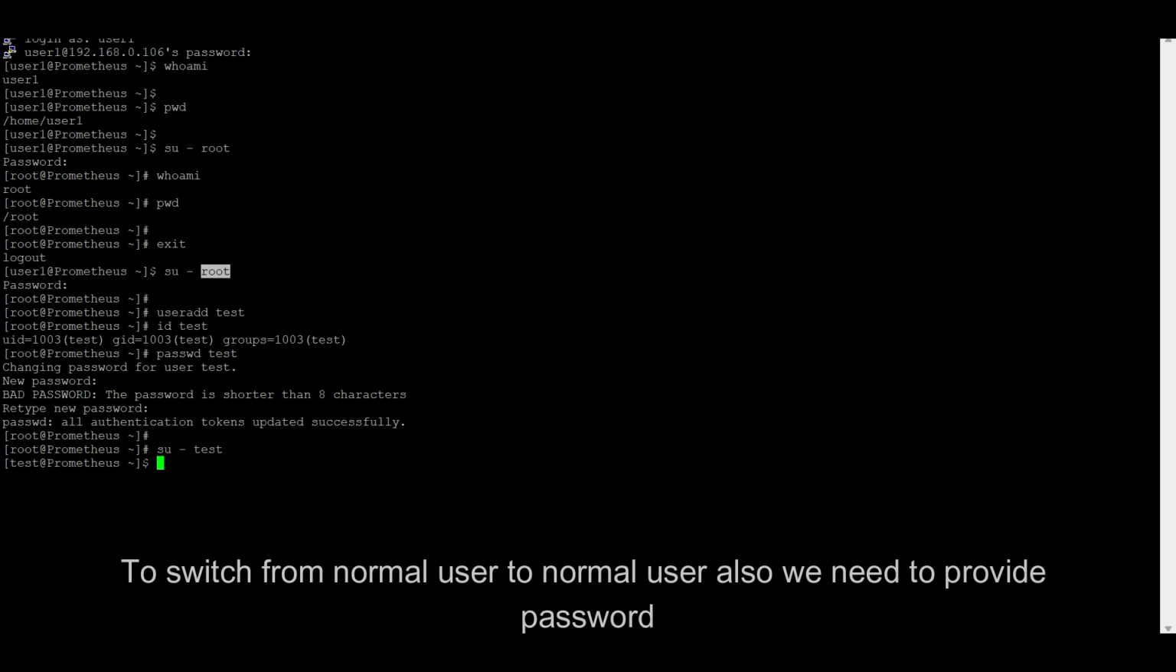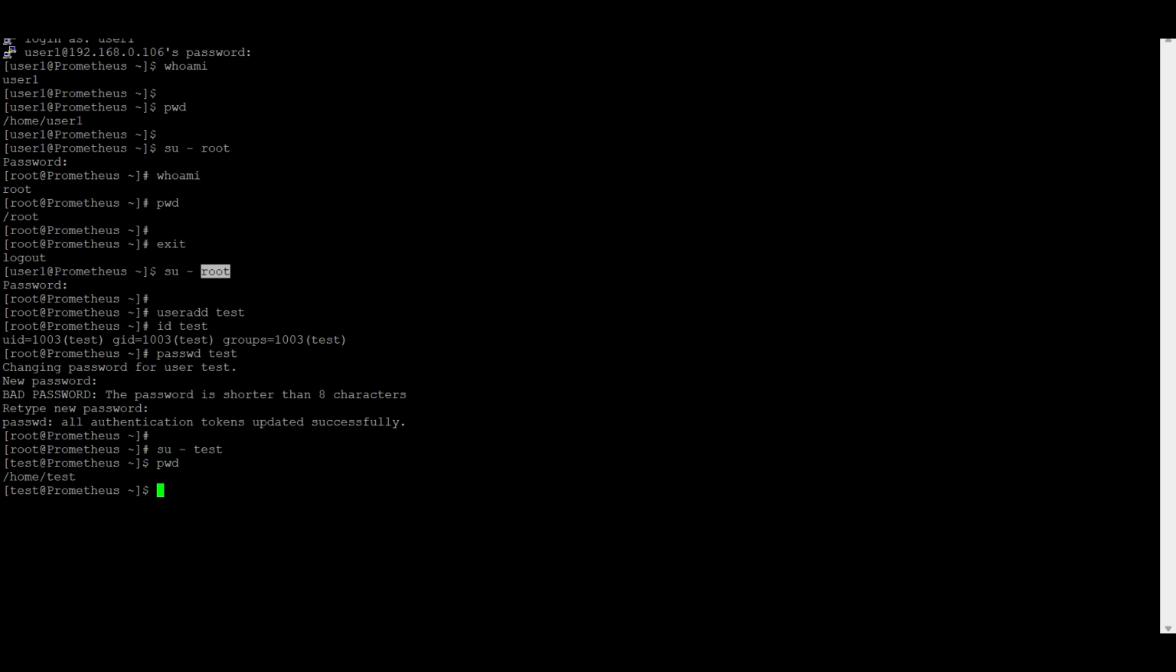Now I'll check pwd. See, /home/test. Why? Because as I said, whenever you create any user in the Linux operating system, it will assign one id and create a home directory with the same name as the user, inside /home, so /home/test. Okay, inside /home it will create a home directory. Now I'll exit it.